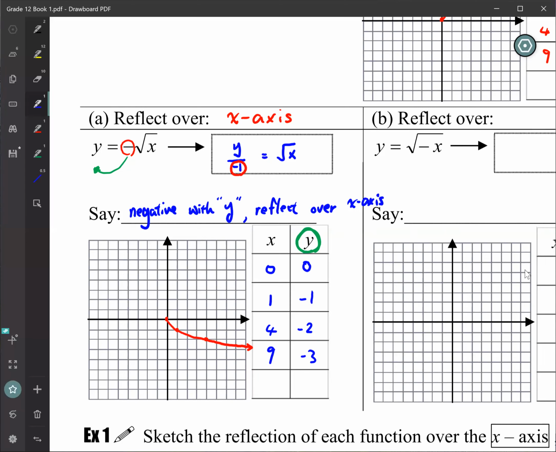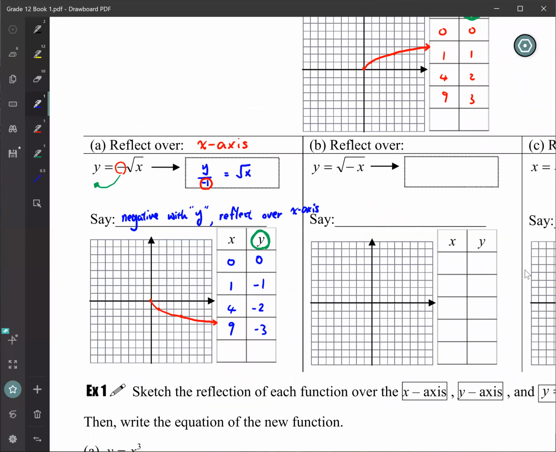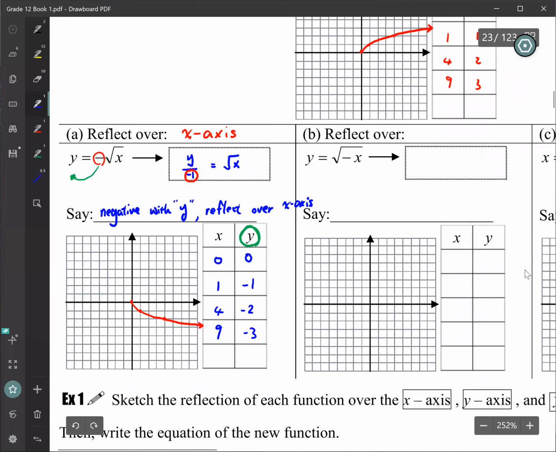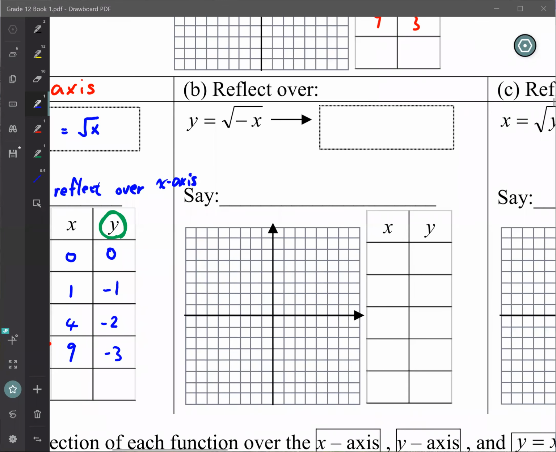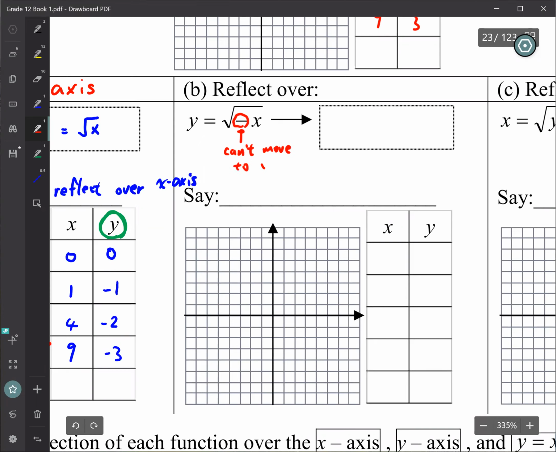Okay, right. So let's look at the next one now. This time we have a negative with the x. Right? And because it's inside the square root, there's no way you can move it away. If I multiply by a positive, it's not going to affect the negative on the inside. So if you see a negative inside, you cannot move it. This one is stuck. You can write: can't move to y. It's stuck inside the square root.